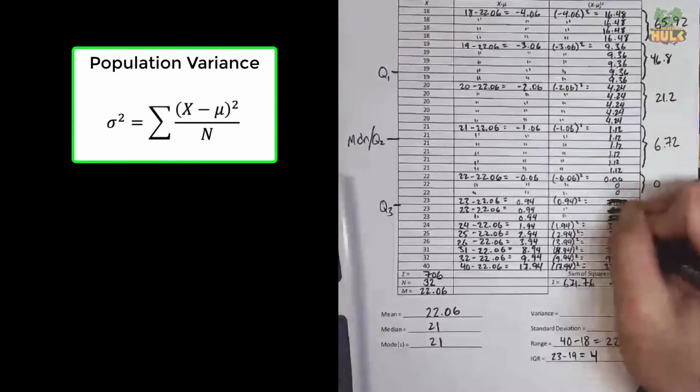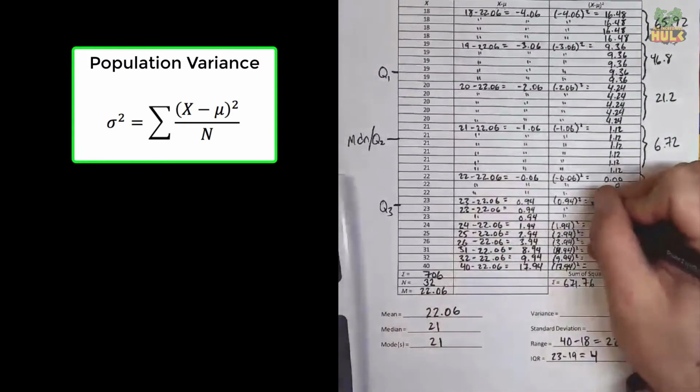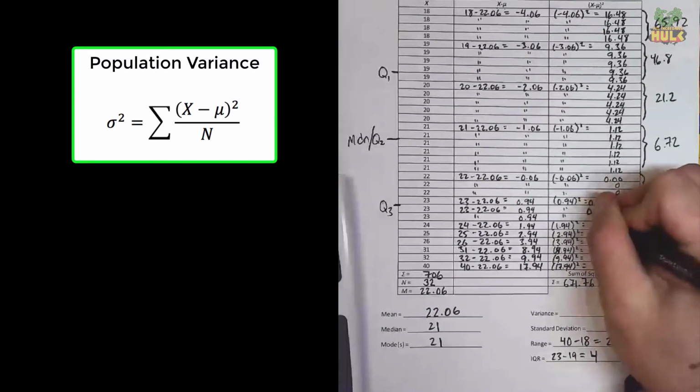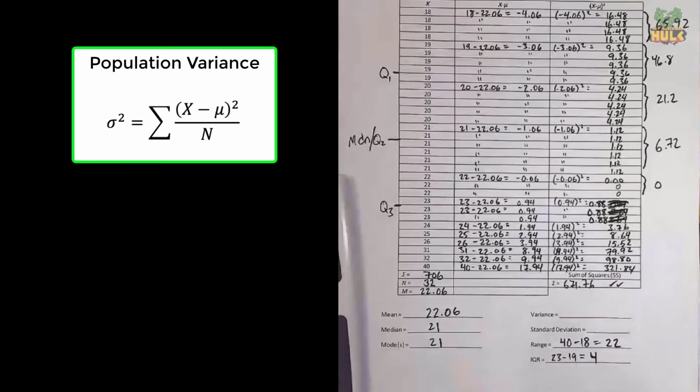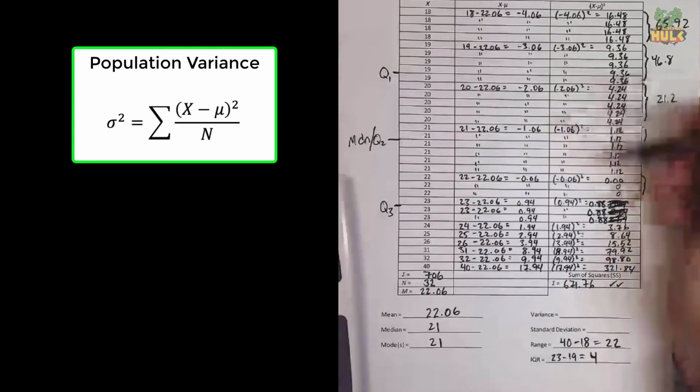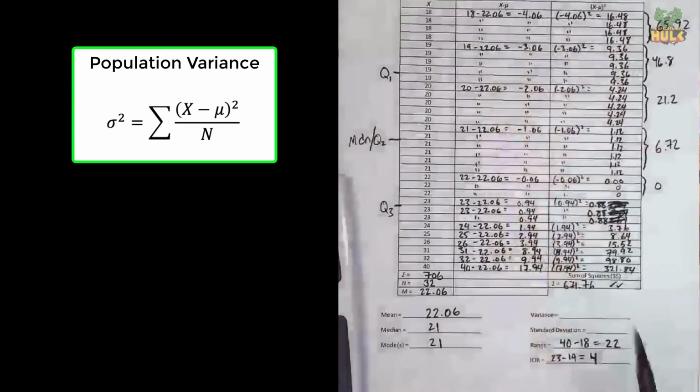I'm sorry. I did this so fast, I didn't even notice that I wrote down the wrong number. This should be 0.88, okay? 0.88. So double check. If you're just writing down my numbers and not doing the math yourself, then you're not doing this properly anyway. Okay, so anyway, we have all these together. We added them all up. We double-checked them. We have 671.76.